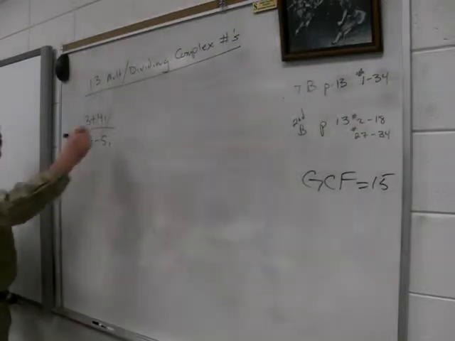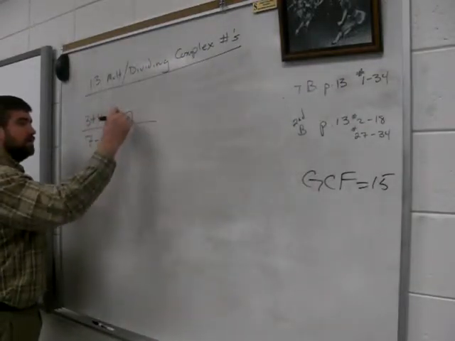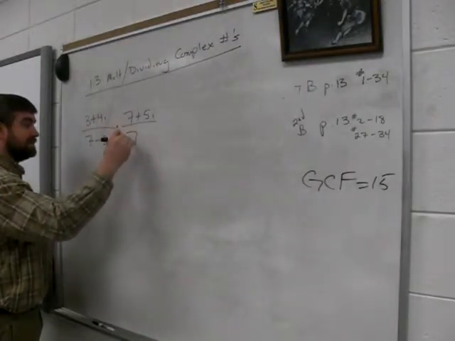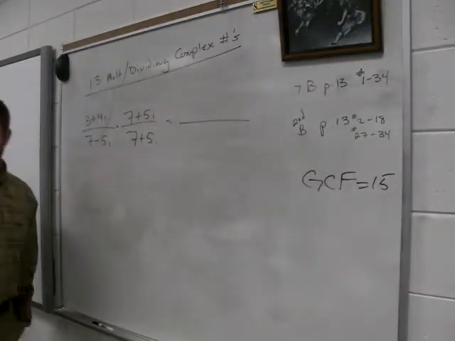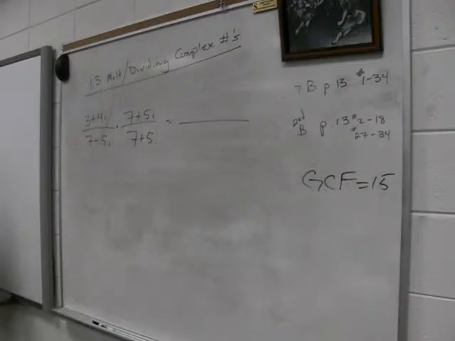What are you going to multiply by? What's the conjugate? 7 plus 5i on the top and the bottom. All right, try it now at your desk. I'll give you 60 seconds or so.